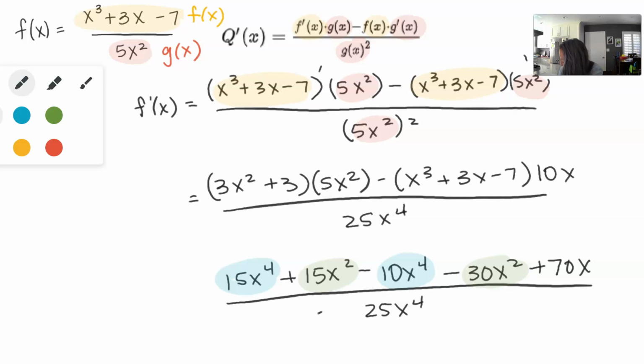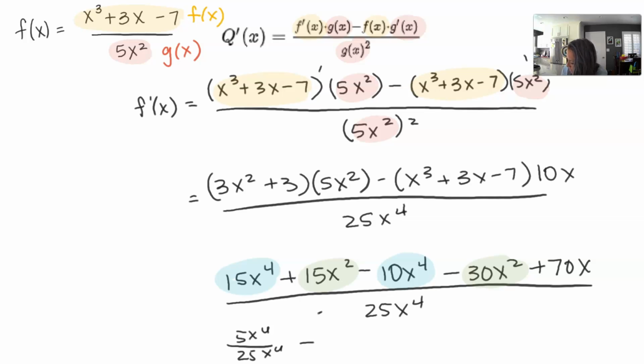So this will be, I'm running out of room, but 5x to the fourth. I'm going to go ahead and split it up. I think that's easier than combining the stuff on the previous page. We have 15x squared over this 25x to the fourth, and that's 70x all over the 25x to the fourth. So we can kind of see what's going to happen here.